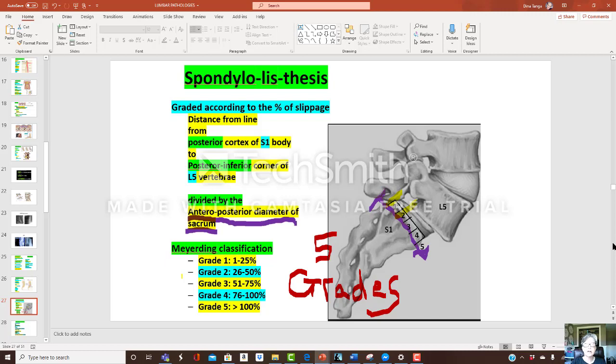Distance from line from posterior cortex of S1 body to the posterior inferior corner of the L5 vertebrae, divided by the anterior posterior diameter of the sacrum. Classification is grade 1, 1 to 25%, grade 2, 26 to 50, grade 3, 51 to 75, grade 4, 76 to 100, and grade 5, 100%.